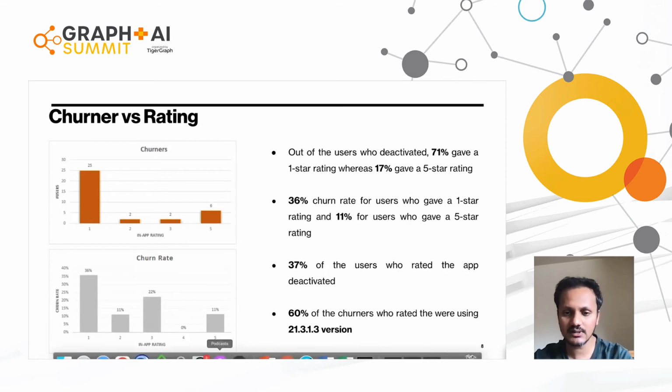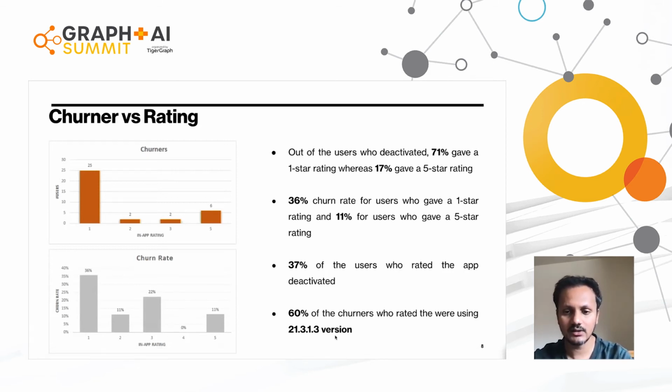The last one I wanted to highlight is that you can also see which version of the app people are using and where the churn rate is highest. So you can compare between versions as well, to see where the churn rate is high.